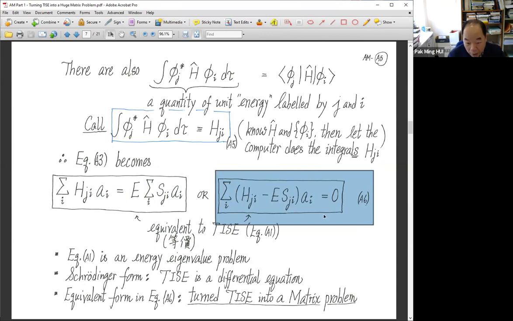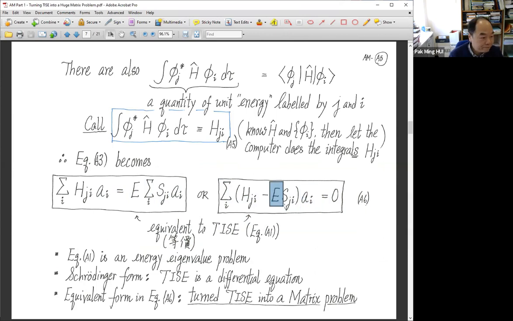Okay. Again, to remind you, what are the unknowns? The unknowns are all these coefficients and the energy. Okay? Keep track of what are the enemies. Okay? We want to solve this and that. Okay. So now we are done. We succeeded. We have turned the Schrödinger equation problem into a big matrix problem.